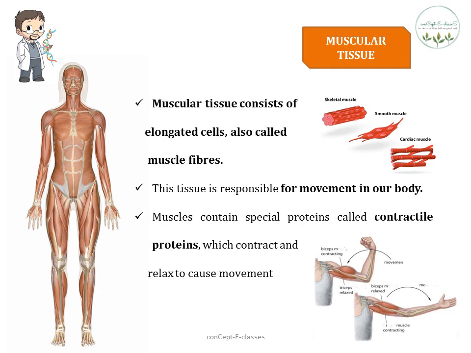Muscular tissue consists of elongated, meaning long, cells, also called muscle fibers. This tissue is responsible for the movement in our body. Muscle contains special proteins called contractile proteins, which contract and relax to cause movement. So the movement in our body is mainly due to these muscular tissues, and they have very long fiber-like cells called muscle fibers, capable of contraction and relaxation due to proteins.